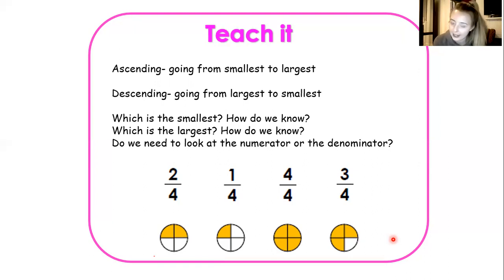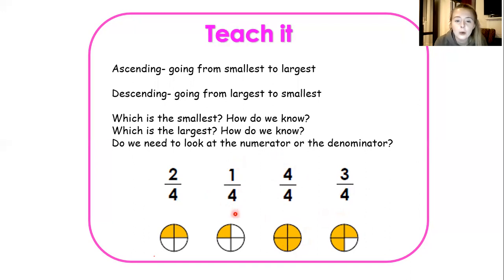Well, hopefully you told me that the largest fraction was 4 quarters. How did you find that out? Did you look at the denominator or the numerator? Hopefully you looked at the numerator because the denominators are all the same, aren't they? So 4 is the largest number. That is the largest fraction. We get 4 out of the 4 pieces of chocolate cake. Let's use chocolate cake again. Which was the smallest then?